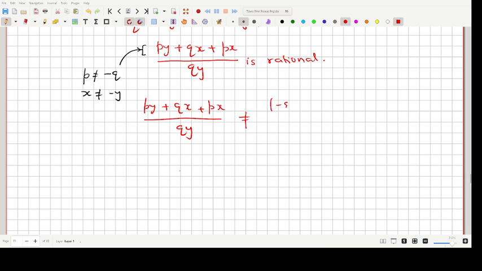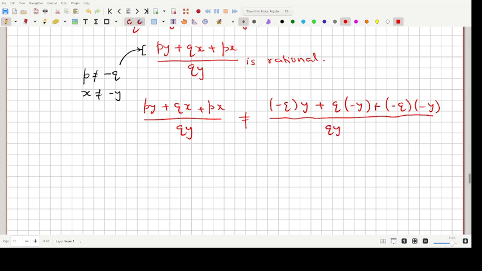So it's -q times y plus q times, instead of x, let's substitute it by -y plus, instead of p, let's substitute -q, and instead of x, let's substitute -y. Okay, now we divide this by the denominator. Let's leave the denominator as it is, so qy.